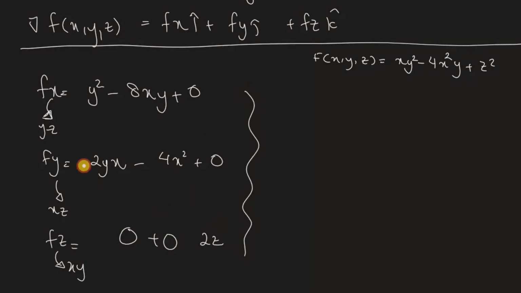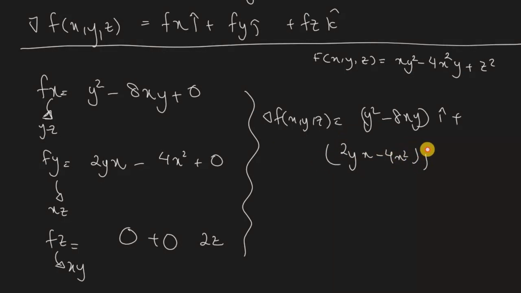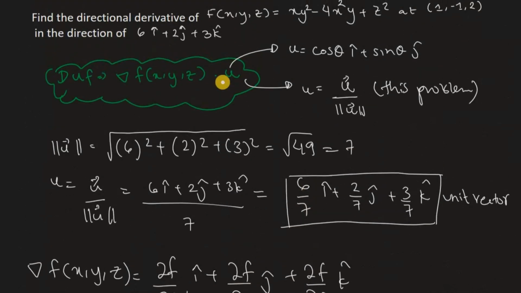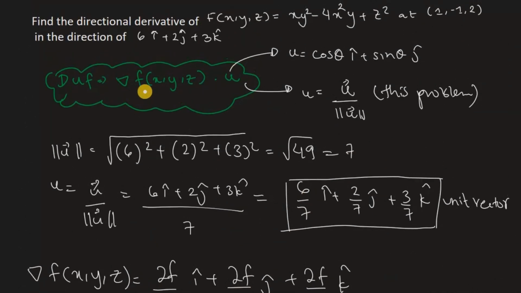Okay, so now once we have our f of x, f of y, f of z, we can put them all together to write the gradient. So that's my f of x, y squared minus 8xy i hat, plus f of y, which is 2yx minus 4x squared j hat, plus 2z k hat.